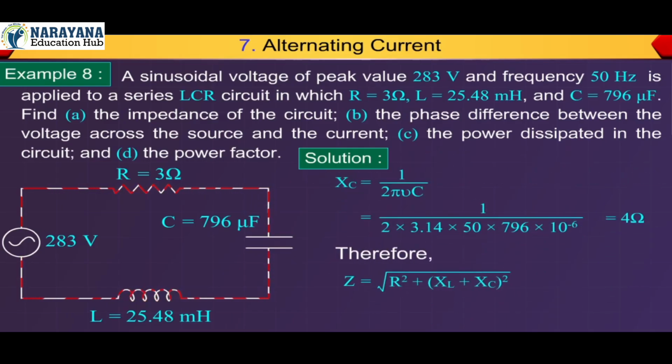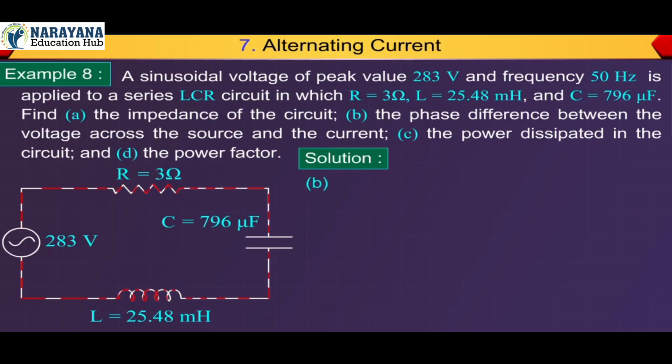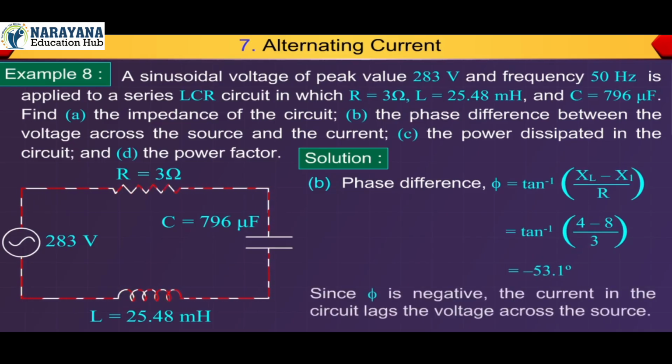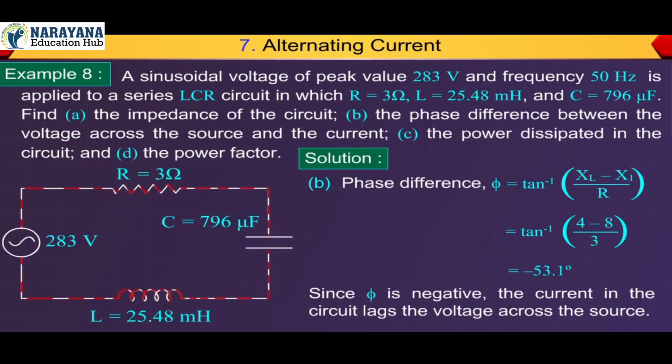Therefore, Z is equal to square root of R square plus XL minus XC whole square is equal to square root of 3 square plus 8 minus 4 whole square is equal to 5 ohm. B. Phase difference. Phi is equal to tan inverse XC minus XL upon R is equal to tan inverse 4 minus 8 upon 3 is equal to minus 53.1 degree. Since phi is negative, the current in the circuit lags the voltage across the source.